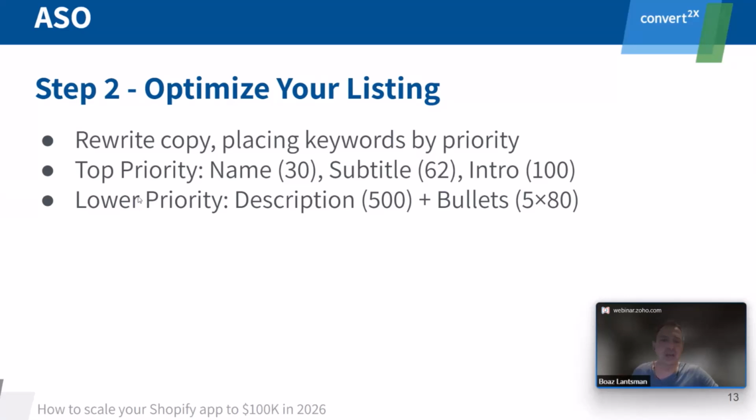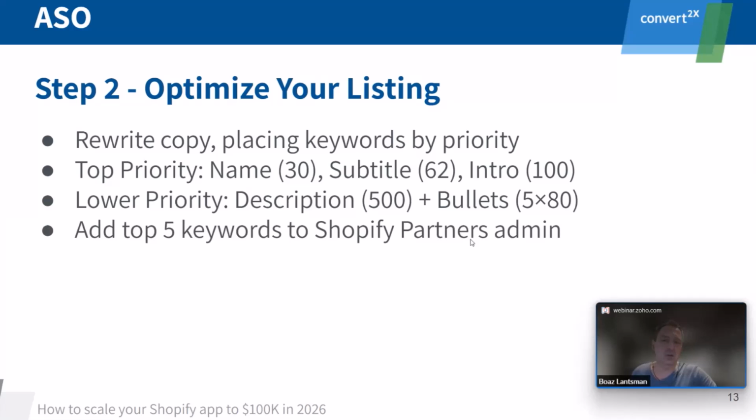And then for the third priority keywords, you can't fit them all in this limited amount of characters, less than 200 characters in total, which is not many words. I won't count now. But the lower priority ones you push into the description, which is lots of space, 500 characters, and the bullets, which is also lots of space, 5 bullets times 80 characters each. So this is where you push your lower priority keywords.